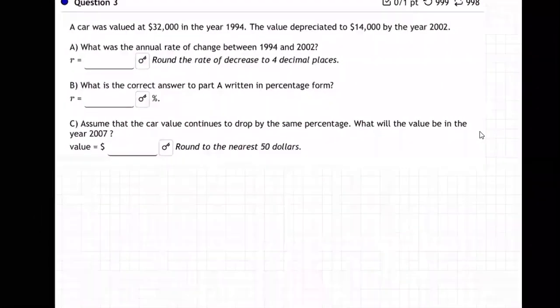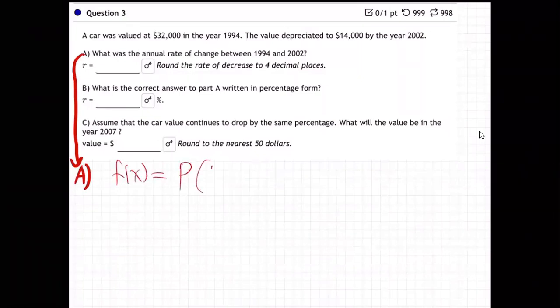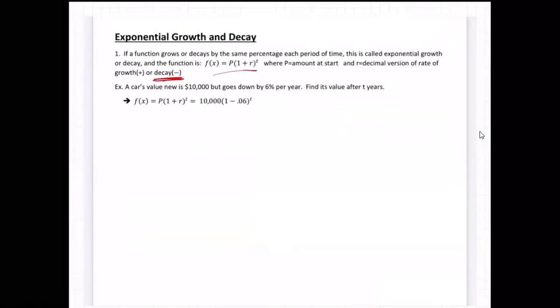So let's do that. On part A, down here, what does it say? The annual rate of change. So, okay, we know the formula. It is going to be f of x equals, from the notes, p times 1 plus r to the t. Again, I'm getting that formula right here. f of x is p, 1 plus r to the t.